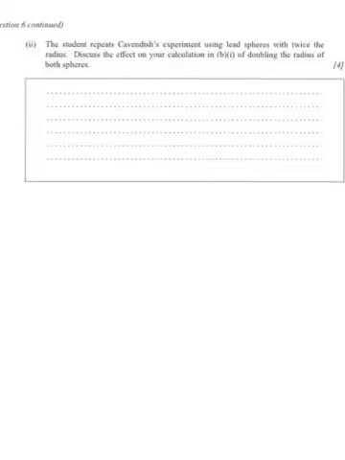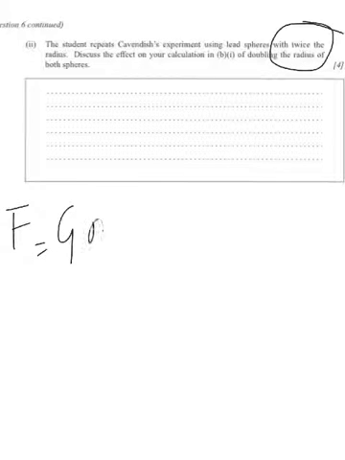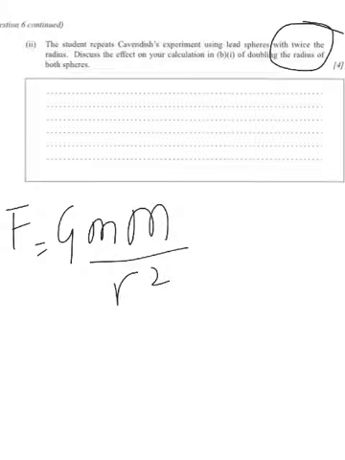Now this last question was quite challenging, so let's work through it. A student repeats Cavendish's experiment using lead spheres with twice the radius. Discuss the effect on your calculation. Now if we think back to our calculation, F equals G m1 m2 over r squared. Most of you managed to figure out that if you double the radius, your final answer would be 4 times smaller. So I gave you some credit for that.